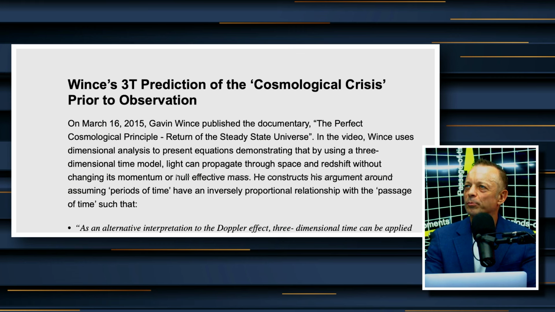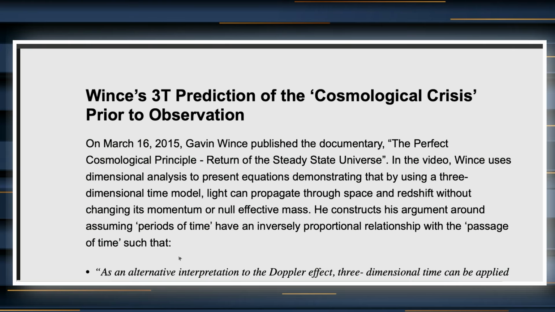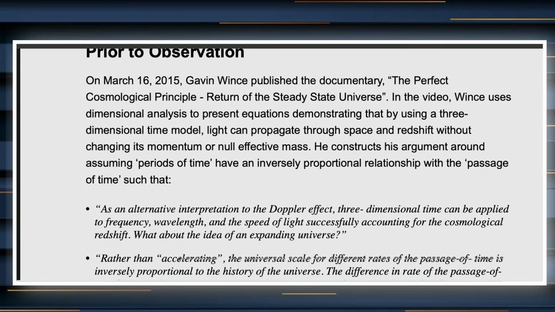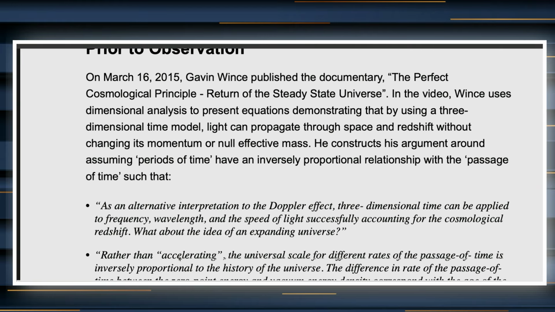All right, Wince's 3T prediction of the cosmological crisis prior to observation. On March 16, 2015, Gavin Wince published the documentary The Perfect Cosmological Principle, Return of the Steady State Universe. In the video, Wince uses dimensional analysis to present equations demonstrating that by using a three-dimensional time model, light can propagate through space and redshift without changing its momentum or null effective mass. He constructs his argument around assuming periods of time have an inversely proportional relationship with passage of time, such that, as an alternative interpretation to the Doppler effect, three-dimensional time can be applied to frequency, wavelength, and the speed of light successfully, accounting for the cosmological redshift.